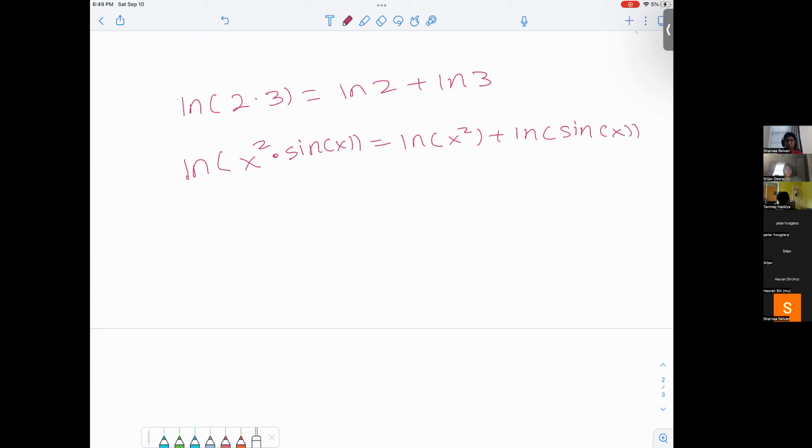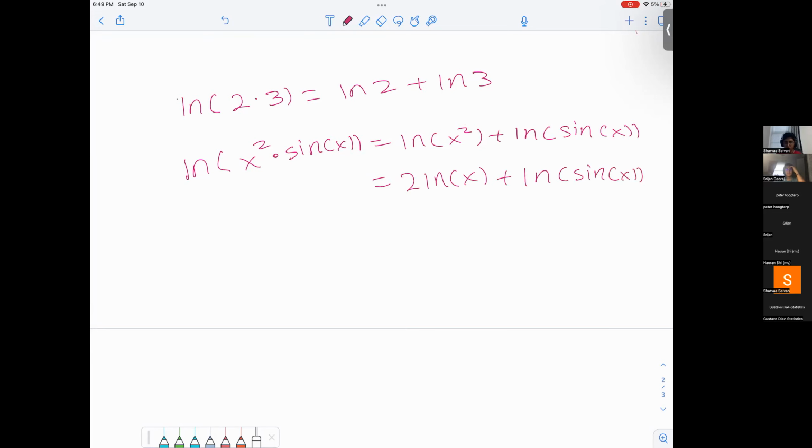And you can actually go a step further. Using what we've learned from exponent rules, remember that also if you have a power inside of an exponent, you can take out the power and write it on the outside. In other words, you can write ln of x squared as 2 ln of x, right? Because you basically take the exponent and move it to the outside, and you get 2 ln of x. And then this is equal to still the same ln of sine of x.